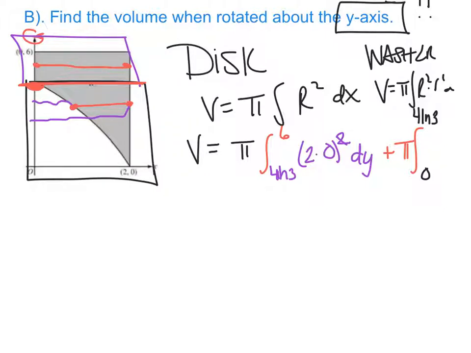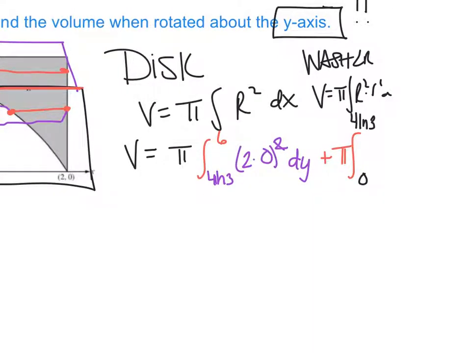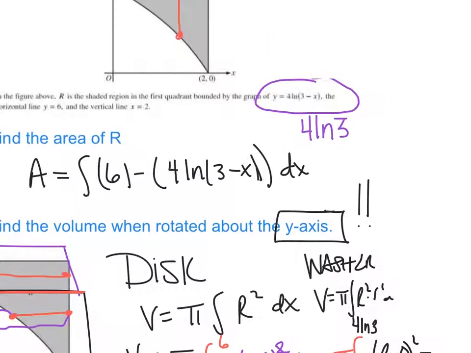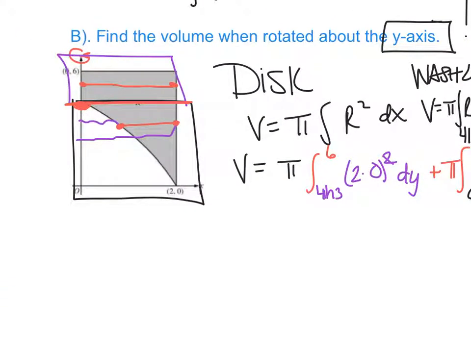Alright, so let's get big R. I need to say it's the right end to the left end. So this is on 2, this is on 0. My big R is 2 minus 0 squared. Minus, now I need my little r. This one is on the curve, I already forgot the name of the curve. 4 ln of 3 minus x. And then its left side is touching 0.